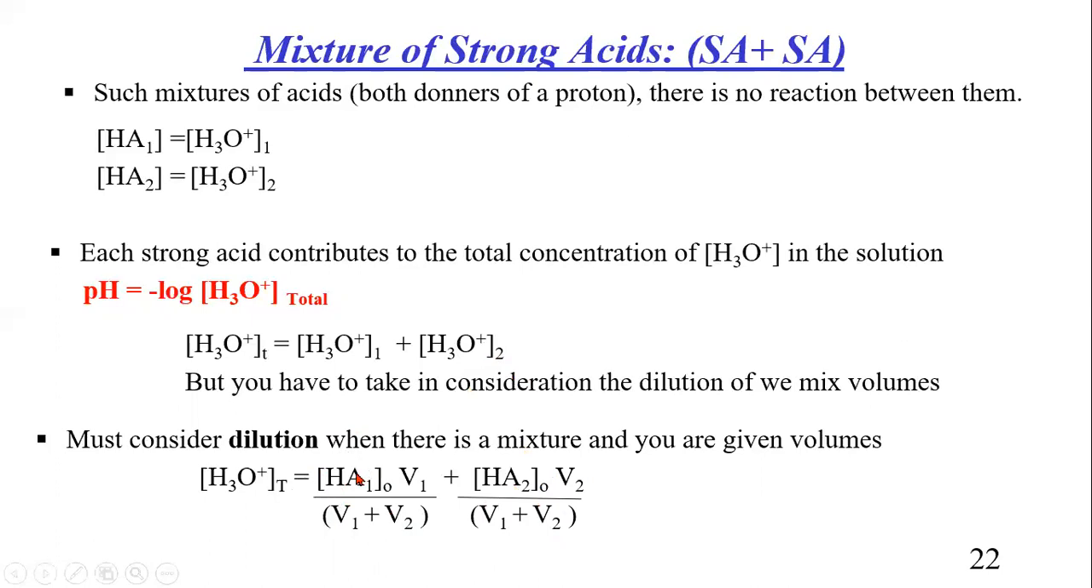And literally, concentration times volume is just the number of moles. So it's calculating the number of moles of H3O+ coming from the first acid, plus the number of moles of H3O+, concentration times volume, of the second acid, divided by the total volume.